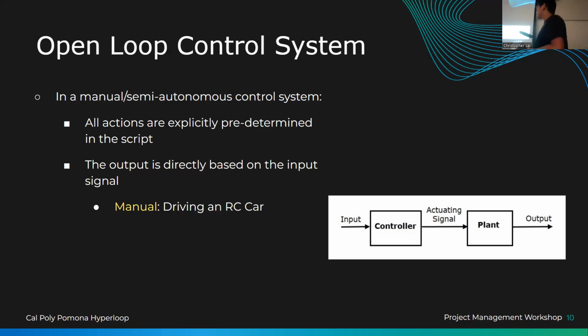So for a manual control system, this is kind of like driving an RC car, right? Because when we're driving an RC car using a controller, all the actions are determined by our controls. Nothing is determined by the RC car.